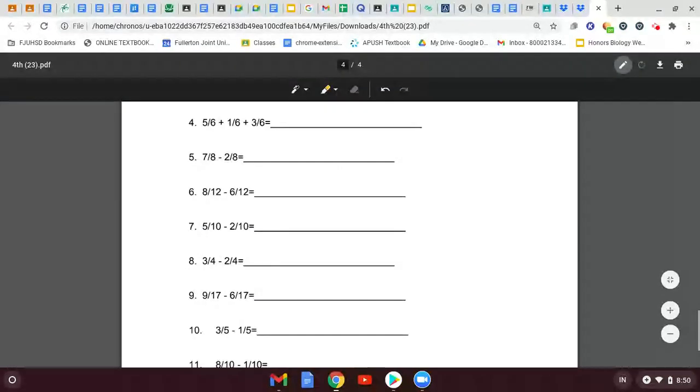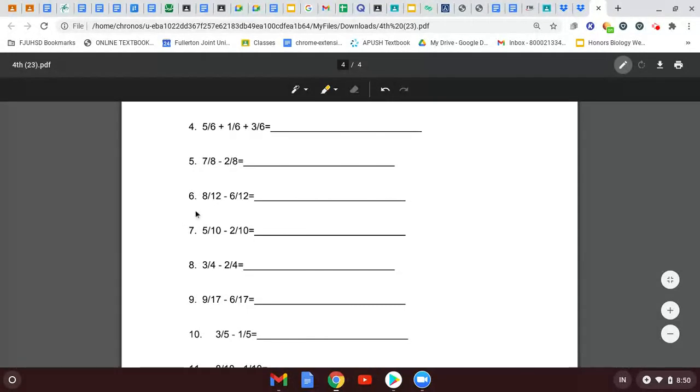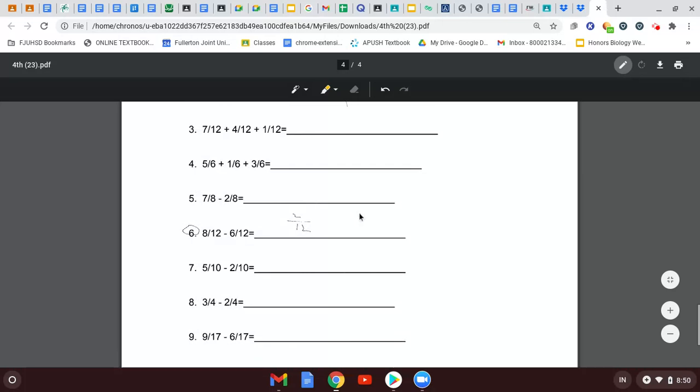And I'll do one more with you guys. Let's do number 6. So since these fractions have the same denominator, you can just subtract 8 minus 6, which is 2, and then we can simplify even further by dividing both sides by 2. That makes it 1 over 6. Okay.